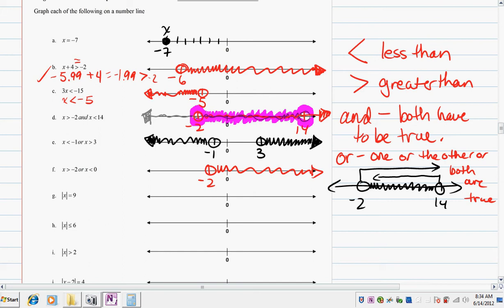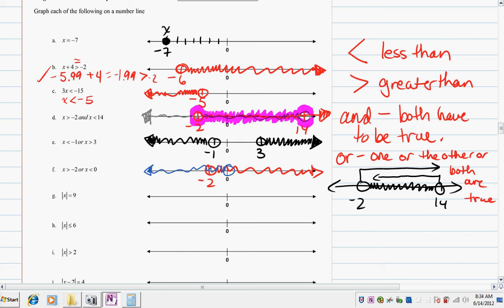Or x is less than 0. Open circle at 0. So you notice here that they both cross into each other's circles, and you might ask, well, what do I do with that? Well, because it's "or," it's when one is true or the other is true.